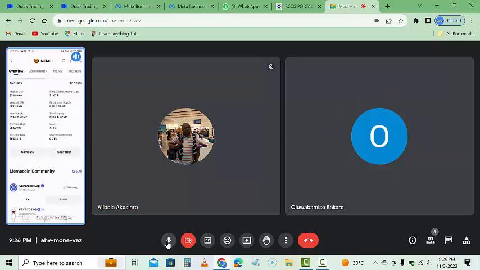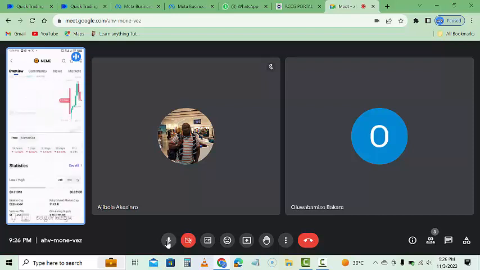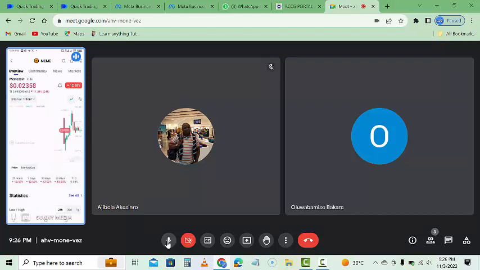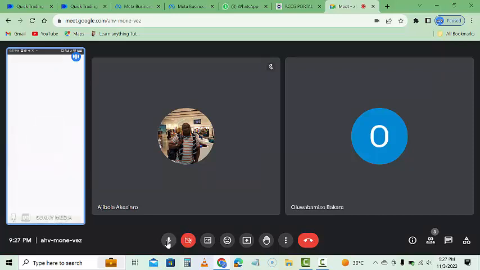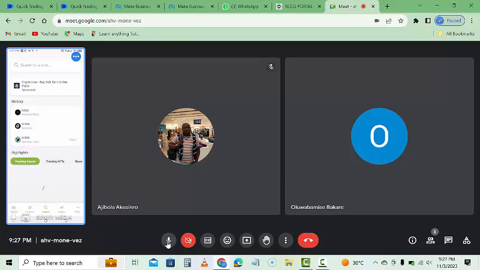I'm looking for exchange, but it's not here, so let me use CoinGecko. I think it should be easier there. On CoinGecko, you tap on search at your right hand side, and search for the meme coin.